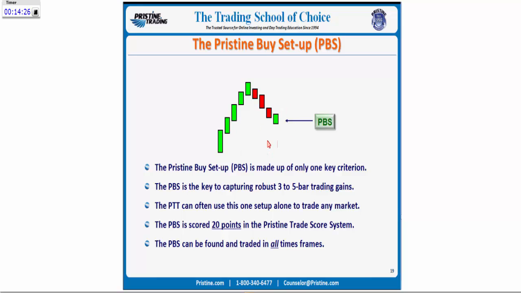The pristine buy setup. This is one of the patterns that we teach in the course. And it's made up of really just very little requirements as far as the initial setup. We have other amplifiers that we look for to enhance the trade. It's made up of a 3 to 5 bar pullback within an uptrend. You can find this pattern in any environment. You can trade it in Forex, on equities. It makes absolutely no difference, and it receives 20 points within our scoring system.